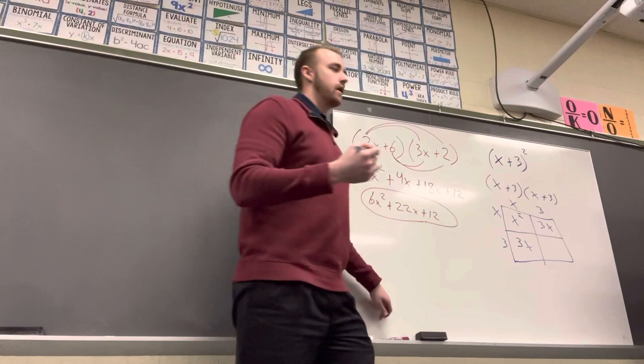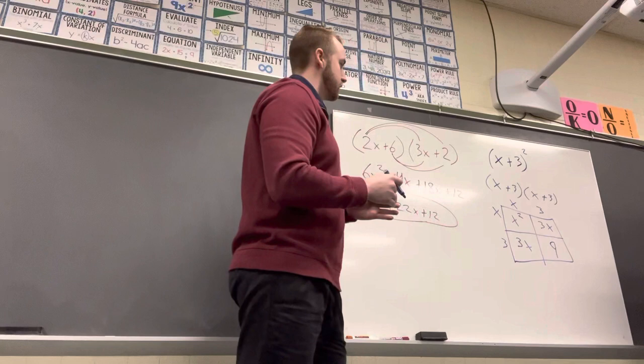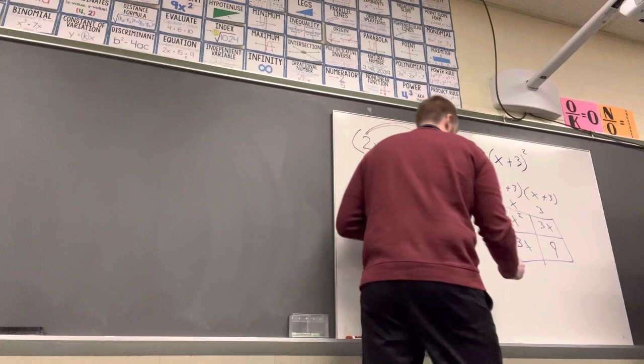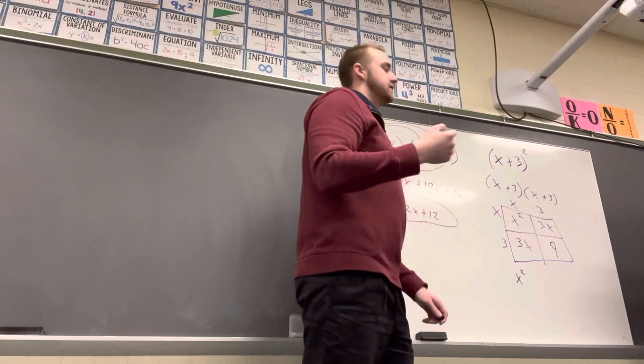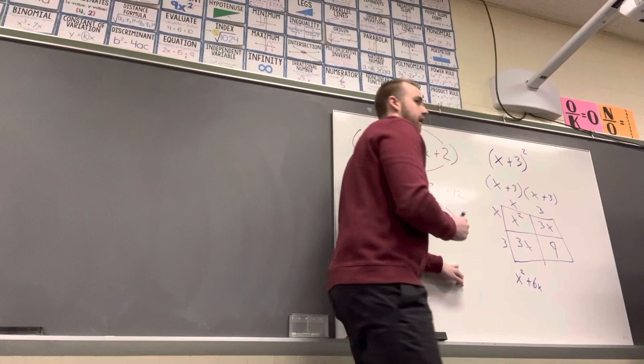Now, like we said, the box categorizes everything a little bit better, so now we just got to add down the rows, right? So there's no other x squared, so we'll keep it. X squared. Now what? We got to combine what now? The next terms, right? The 3x and the 3x. So 3x plus 3x will give us 6x. Good. And then lastly, we have what left? 9. Good.